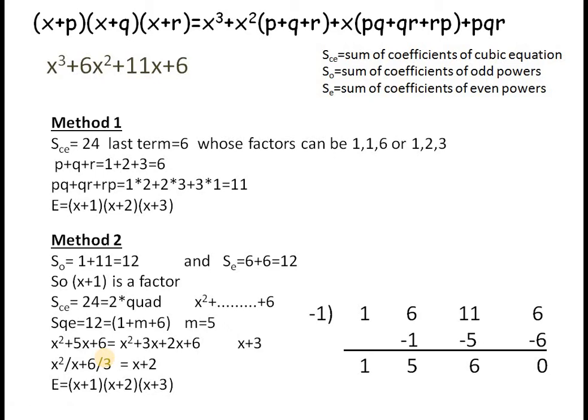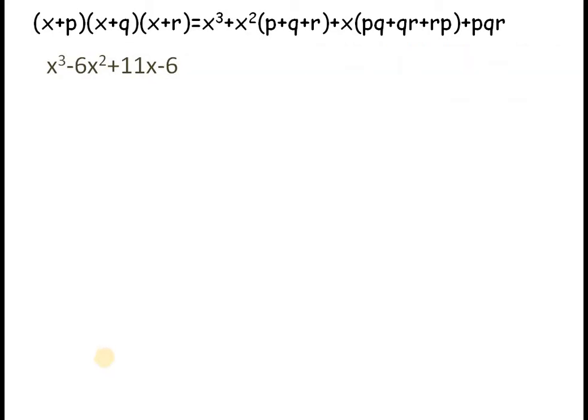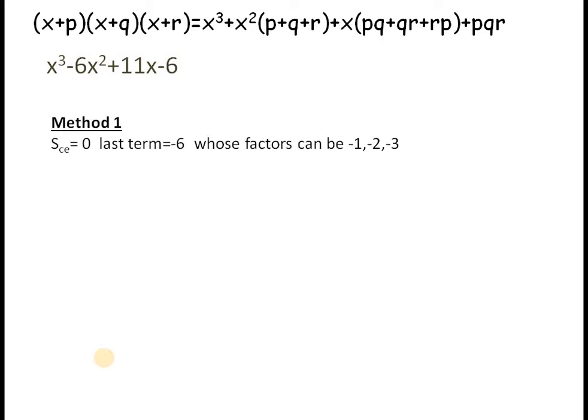Now let us learn some more problems so that we can be sure of this method. Now we are taking one more simple cubic equation, x cube minus 6x square plus 11x minus 6. Now, why are we taking this? There is something beautiful about it. Did you observe the sum of coefficients? That is nothing but 1 minus 6 plus 11 minus 6. So what is it? It is nothing but 0. And the last term, as usual, is minus 6.